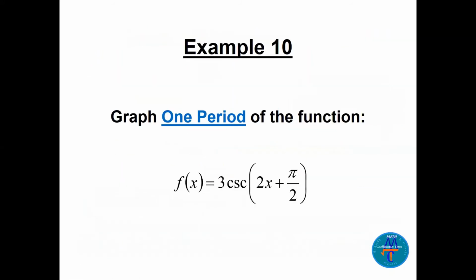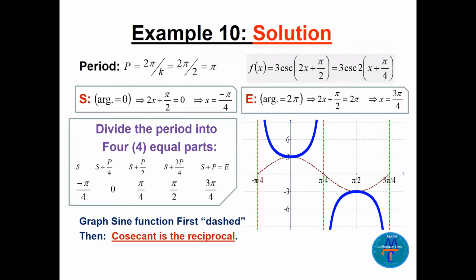Let's graph one period of this function, 3 cosecant of 2x plus pi over 2. The argument here is clear: 2x plus pi over 2 is the argument. If you write it in this form, 3 cosecant of 2 times x plus pi over 4, you see this is the shifting on the left. The sine was at 0 there, now it is at minus pi over 4. So the phase shift here is minus pi over 4, shifting on the left.